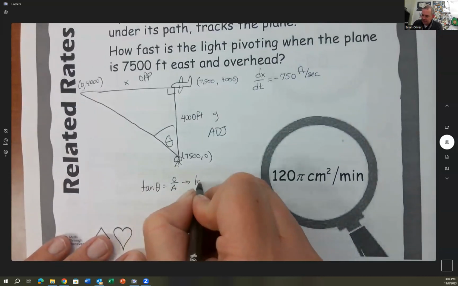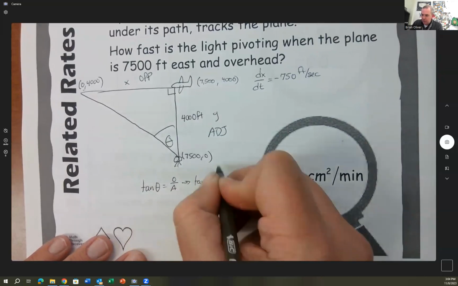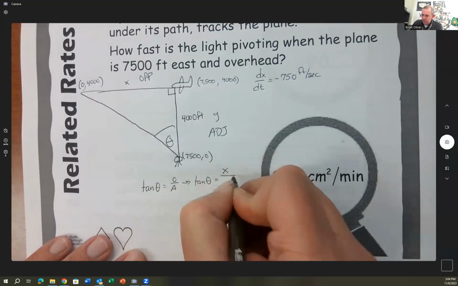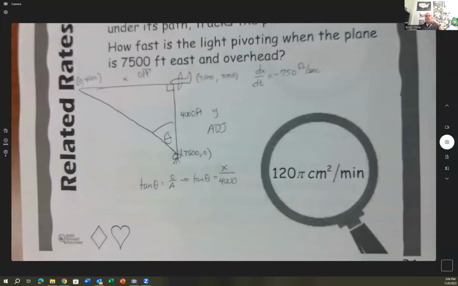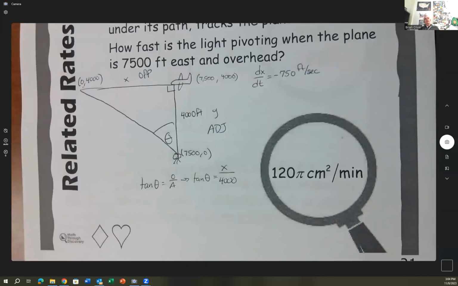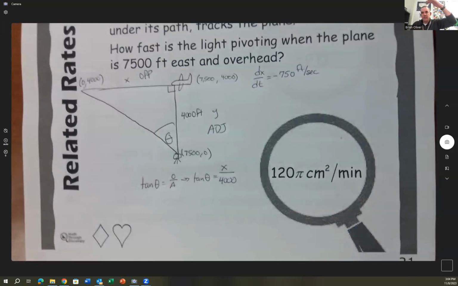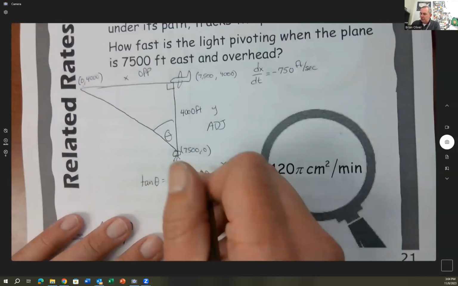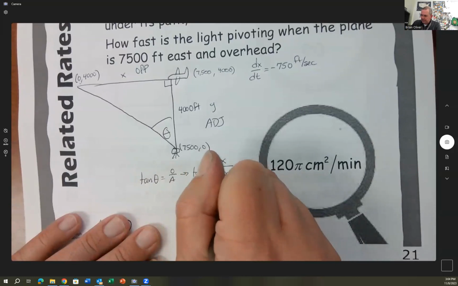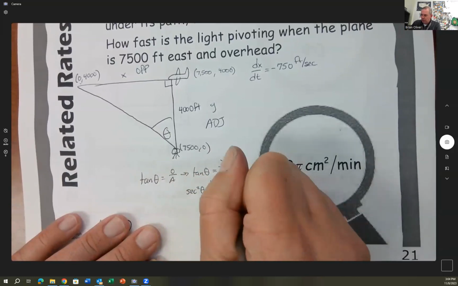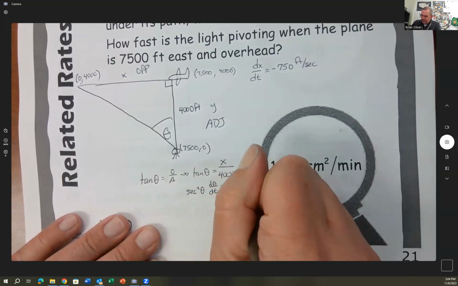That tells me that tangent theta is going to equal opposite, which is x, I don't know, over adjacent, which is 4,000. Again, people like to say the 7,500. We are not going to plug in anything else until we get the implicit differentiation. The only thing we plug in up front is the thing that is constant, and the plane's height is the constant. So now we're going to do implicit differentiation: secant squared theta, d theta dt equals 1/4,000 dx dt.